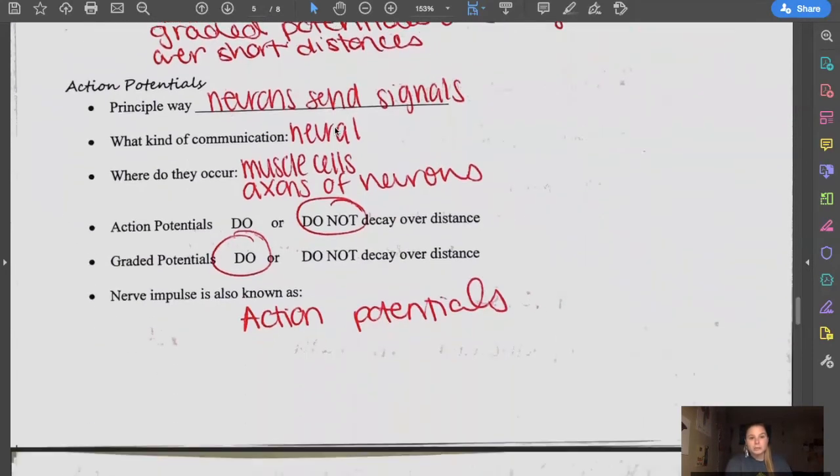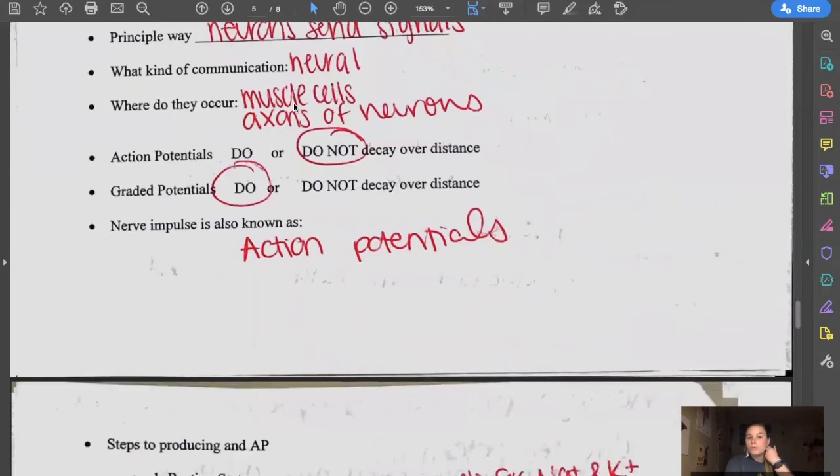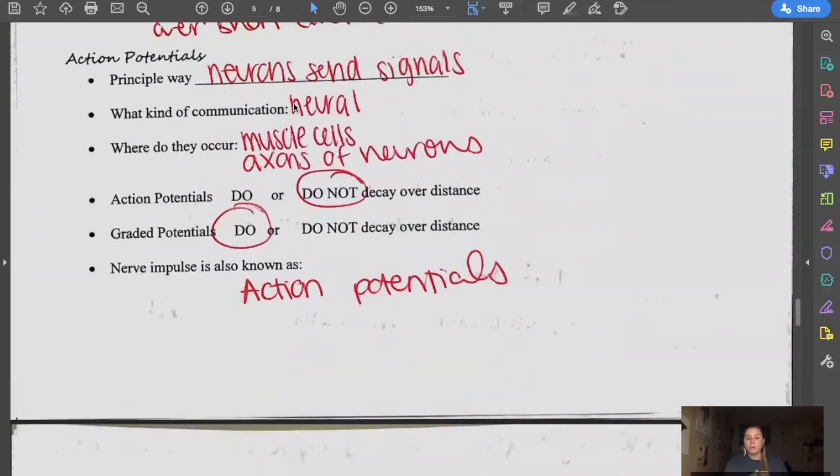So then we have action potentials, right? This is the principal way, or the most common way, that neurons send signals. It's a neural communication where they occur at muscle cells and axons of neurons, right? So this is us literally talking to muscles. It's literally talking about an action potential to a muscle, right? So we're sending an impulse to or from a muscle, right?